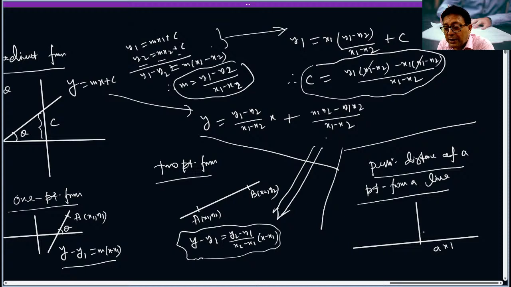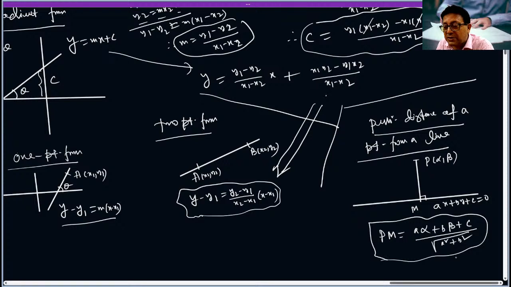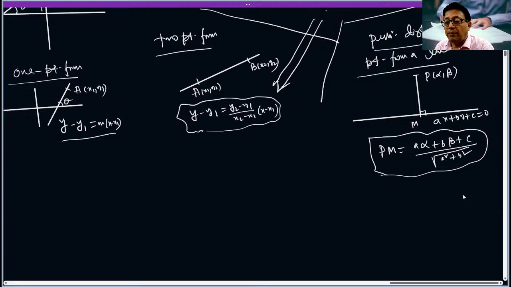This is the line ax plus by plus c equals 0. This is the point alpha, beta. Then PM is going to be what? It is the modulus of a alpha plus b beta plus c, by under root a square plus b square. Remember it? Yes, the mod should be there because all distances are positive.